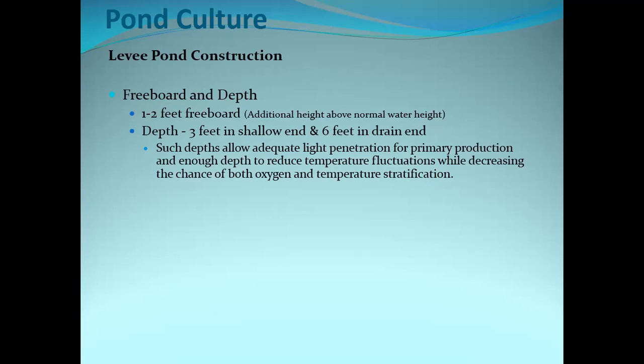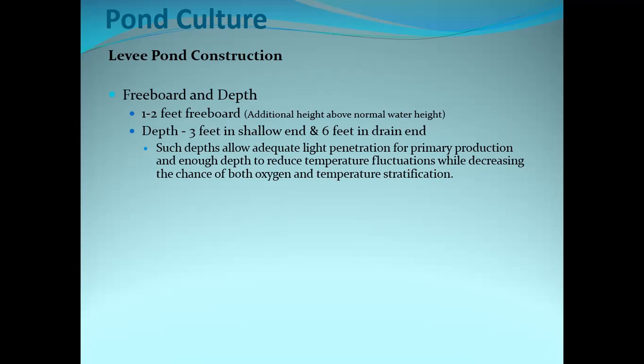When you have a pond, remember you want to have the bottom slope. One end will be shallow and the other end will be deep. When you drain from the deep end, the water will flow and exit at the drain end, and all the fish will be concentrated in the deeper end. The shallow end shouldn't be less than 3 feet deep, and the drain end should be around 6 feet deep.